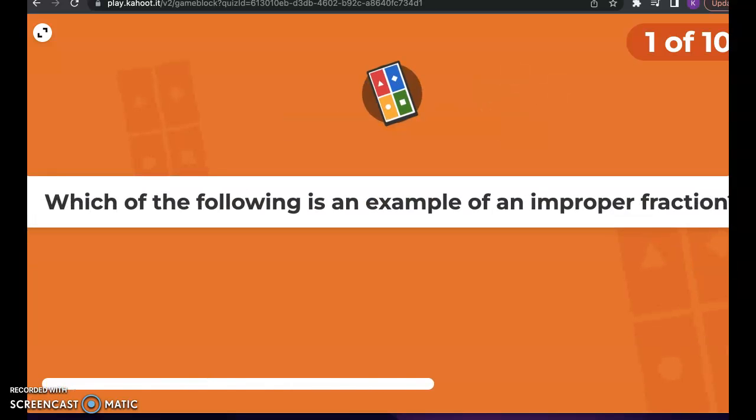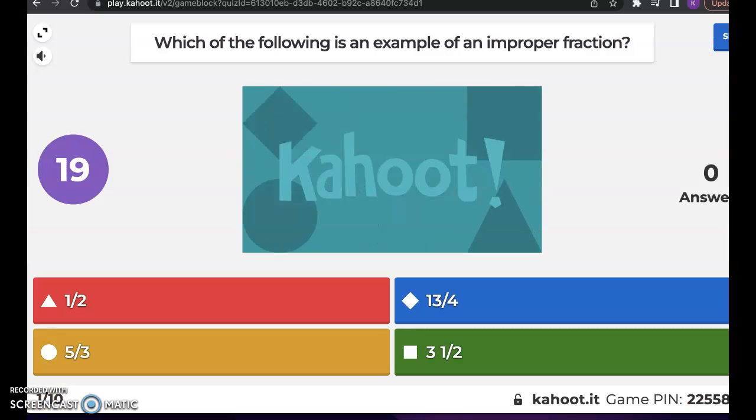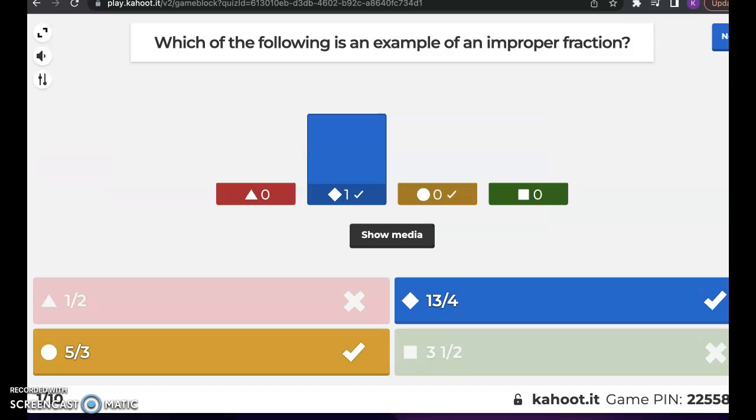Which of the following is an example of an improper fraction? Choose your best guess. So there were two answers here, and in both the numerators are bigger than the denominator, so this is the best answer.